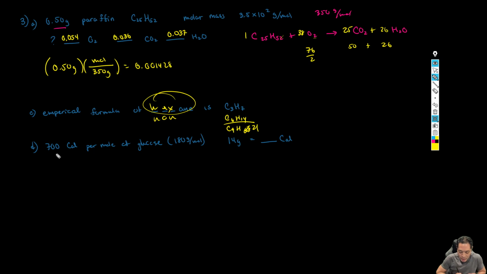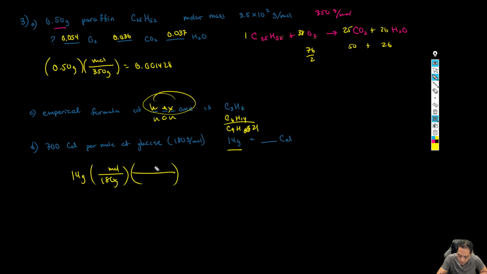All right, now letter D. 700 calories per mole of glucose. We want to know how many calories 14 grams is. So this is a ratio of 700 per mole, but I have grams. So I'm going to have to do some conversions here. So I have 14 grams. I need to change it to moles. So I want moles on top, grams on bottom, 180 grams. Then I need to know calories per mole. Oh, I just need calories.